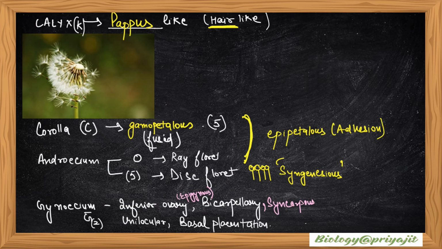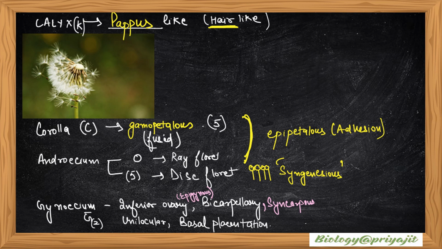Calyx is called pappus, hair-like, which helps in dispersal. Corolla is gamopetalous. 5 petals are there and they are fused, so written within bracket. Epipetalous condition is found, adhesion. Androecium, in case of ray floret no androecium is there. In case of disc floret, 5 fused androecium are there, and here the anthers are fused with each other, but the filaments are separated from each other. The condition is called syngenesious.